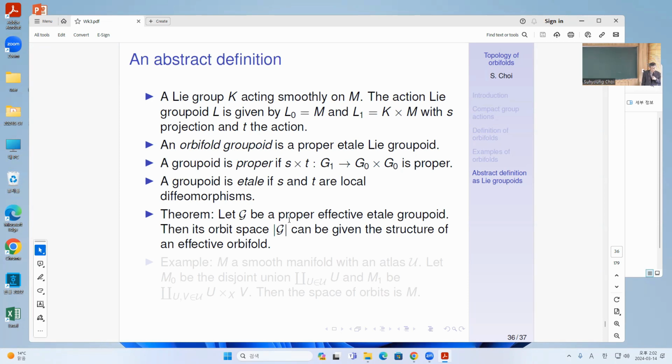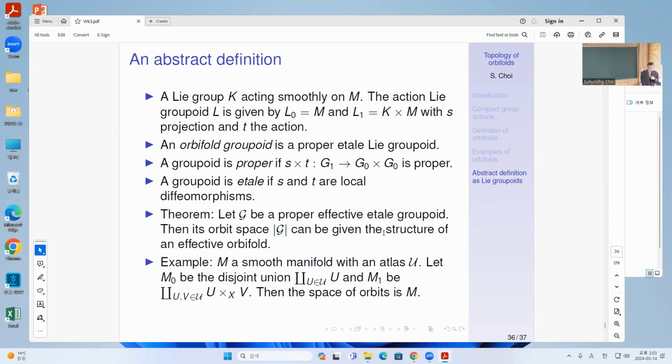Then that's the orbit space. So then this can be given the effective orbifold structure. So a proper effective étale groupoid is an effective orbifold in some sense. And then of course the converse can also be obtained, right?